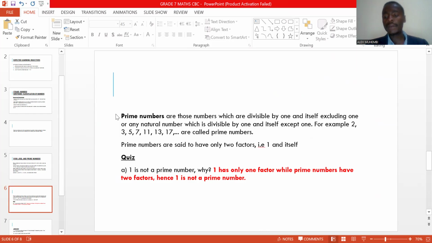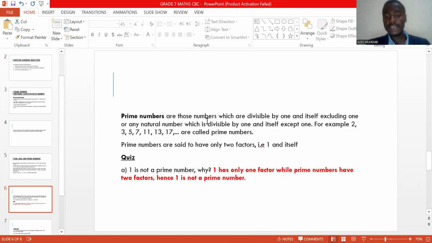A prime number. For example, we have 2. So 2 is a prime number. We have 3, 5, 7, 11, 13, 17. So all of them are called what? Prime numbers. And we are saying that the prime numbers are divisible by 1 and itself. Now we can also say that the prime numbers, these are those numbers which only have 2 factors. They have only 2 factors, that is 1 and itself.